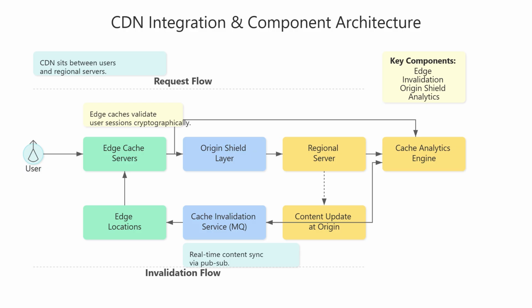Understanding where the CDN fits into your overall system architecture is key. Your CDN sits strategically between users and your regional servers, acting as the first point of contact for every request. It serves cached content whenever possible, forwarding only cache misses to your nearest regional data center. This creates a powerful hierarchical caching system that significantly reduces backend load. A critical aspect of this integration is global session management. Edge nodes need to validate user sessions without constantly hitting your origin servers. We achieve this by caching session tokens at edge locations with cryptographic validation.